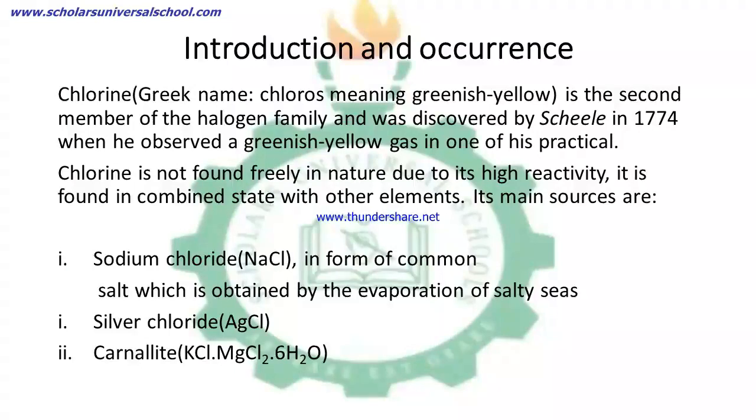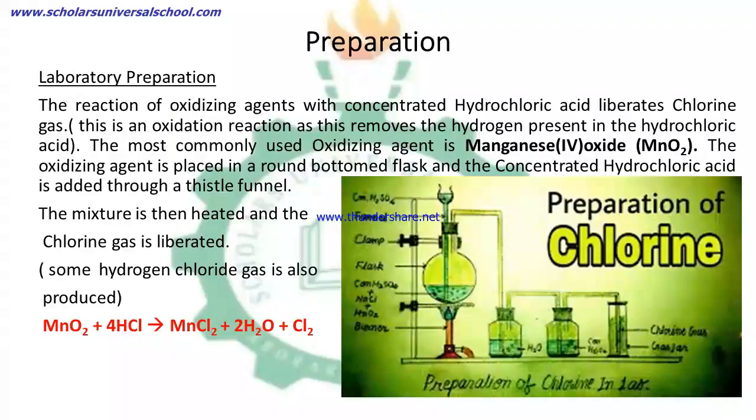For example, in sodium chloride, NaCl, the common table salt we use at home. Also in silver chloride, AgCl, and in carnallite, which is KCl.MgCl2.6H2O. Please take note that carnallite can be rewritten as KMgCl3.6H2O. That's the occurrence of chlorine. Now we are going to discuss the laboratory preparation and the industrial preparation. But for now, we are going to discuss its laboratory preparation.